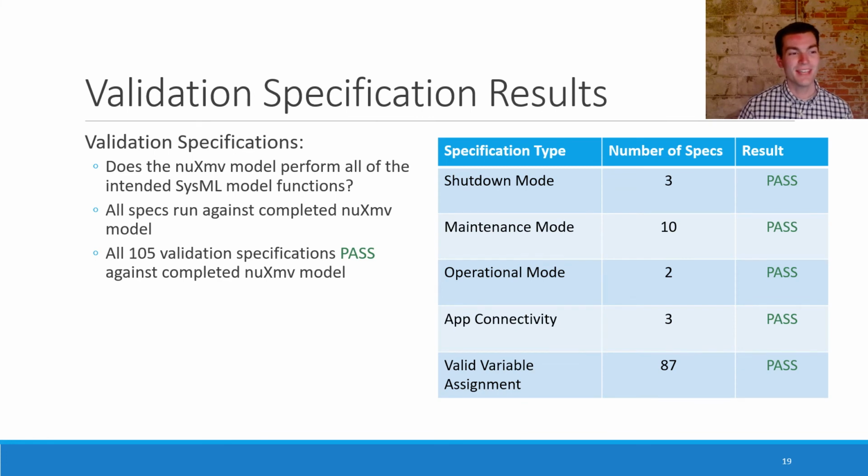Our validation specifications once again check that our nuXmv model performs all of the intended SysML model functions. The specifications themselves were broken up between various categories. Specifically, shutdown mode, maintenance mode, and operational mode, which are the three modes of the app system. We also checked app connectivity and valid variable assignment. In total, 105 validation specifications were written and checked against the completed nuXmv model. All 105 specifications passed as expected.